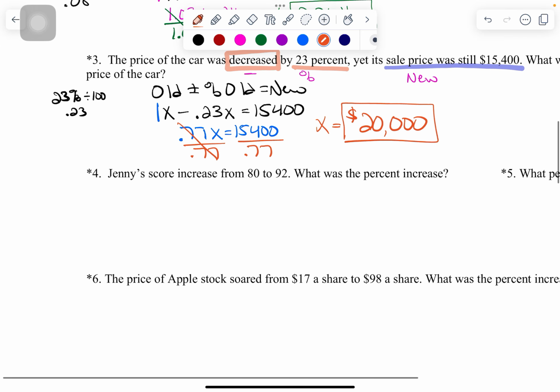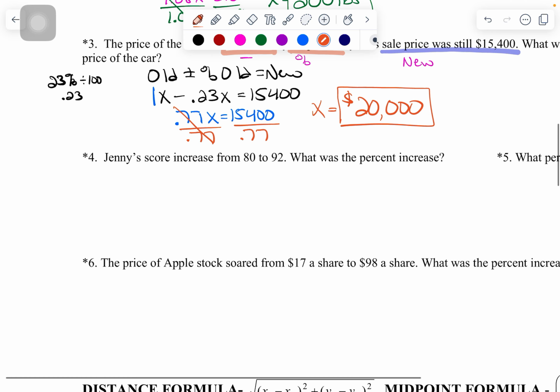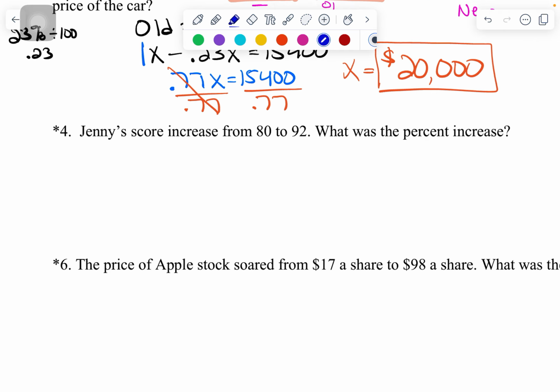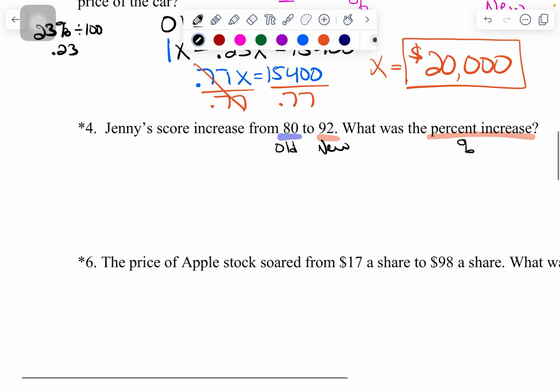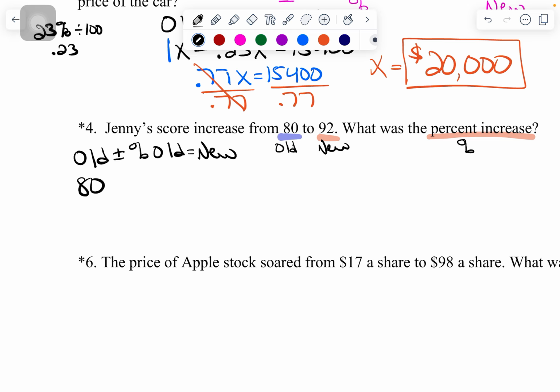Not too bad. Okay, problem number 4. Okay, we have Jenny here. Jenny's scores increased from 80 to 92. What was the percent of increase? All right, so what we have is the old score. We have the new score, and the percent is what we don't know. Okay. So if we look at our formula, old plus or minus percent times old equals new. So the old score is 80.